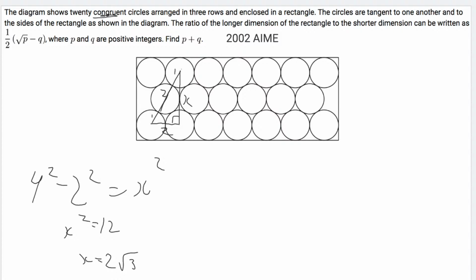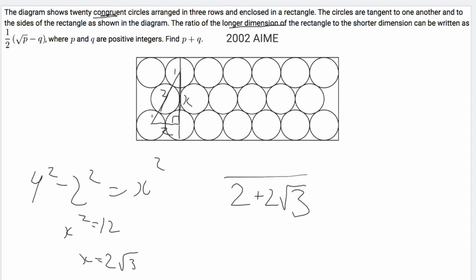That is not the height of the rectangle, because you also have to add 1 of this and 1 of this, which is 2 radii, which is 1 plus 1, 2. And the height of the triangle is already 2 square root of 3. So what is the height? So we want to find the ratio of the longer dimension to the shorter dimension. So the shorter dimension is just 2 plus 2 square root of 3.